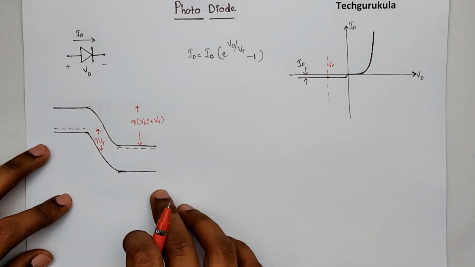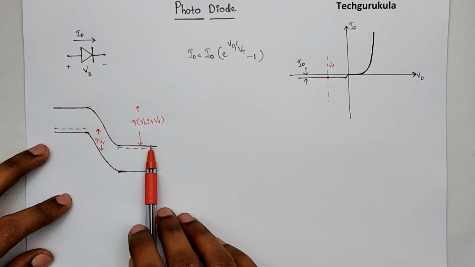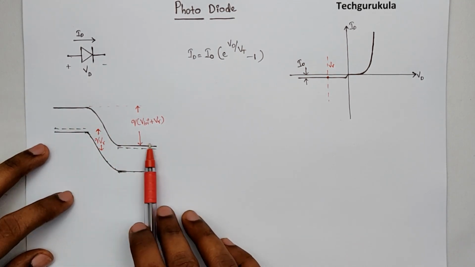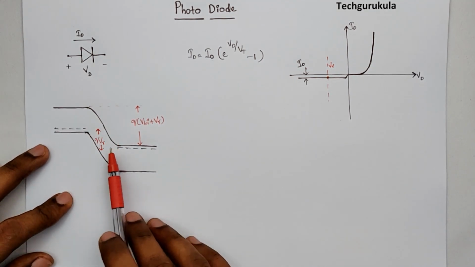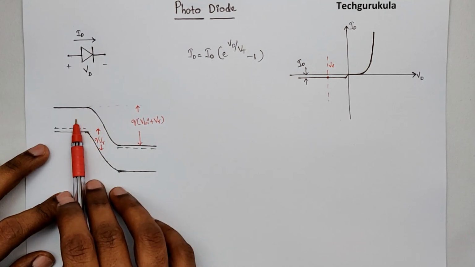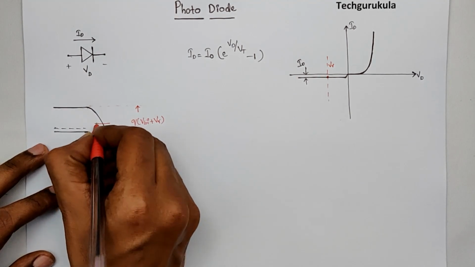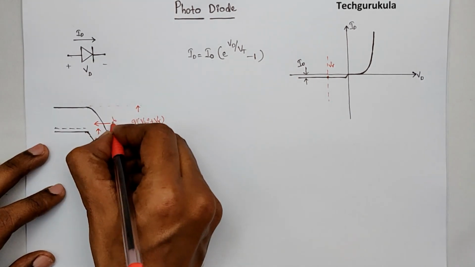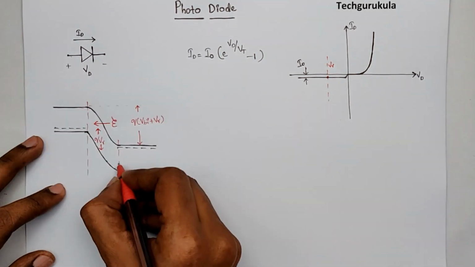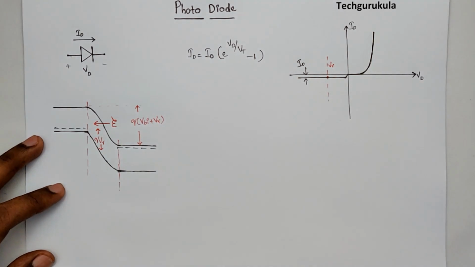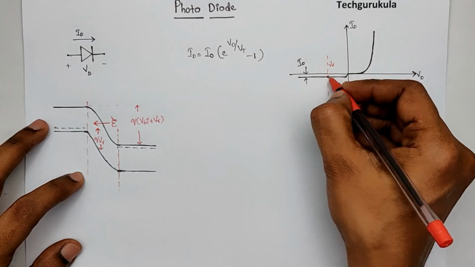In this energy band diagram, the slope is 0 in these regions, which means the electric field is 0 there. In this region, the slope is negative, which means the electric field is directed in the negative x direction, assuming this is the x direction. So we have an electric field present in this depletion region, where the energy band is bent. Now, when there is no incident light, the current that is flowing is I0.